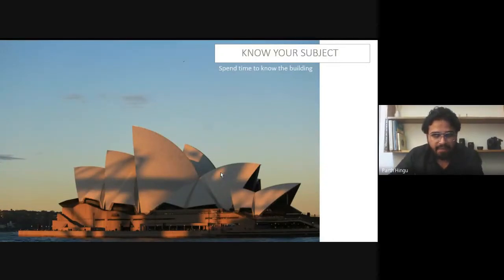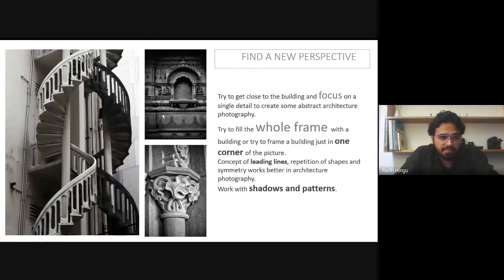Just, if you are selecting a building, like I want to click this building, you just need to spend some time behind that building. Find a new perspective. You can go over there, go several times to the same place, see the details, what type of shadows the sun is creating. There are so many aspects like that. So go near to the building. If you are really interested in architectural photography, see the details, and only after that capture a photograph.